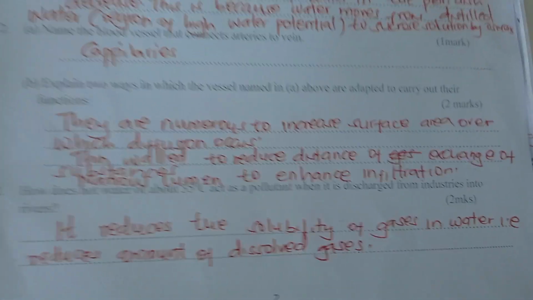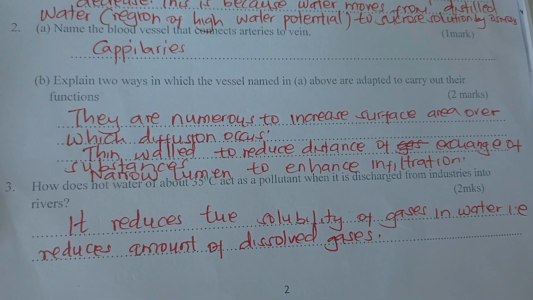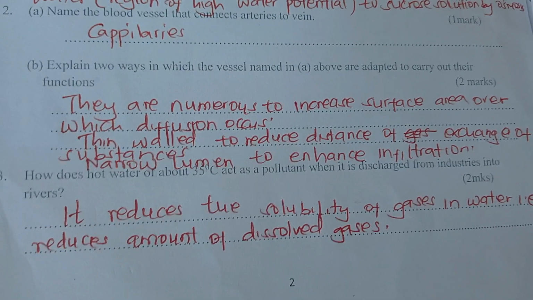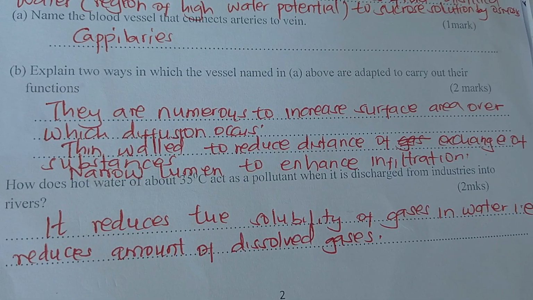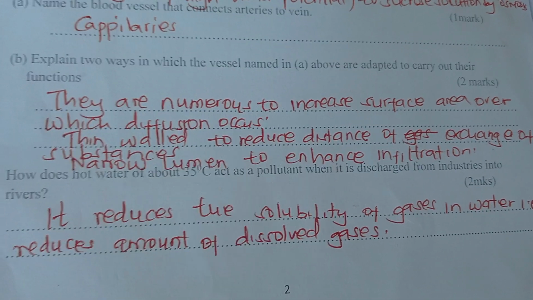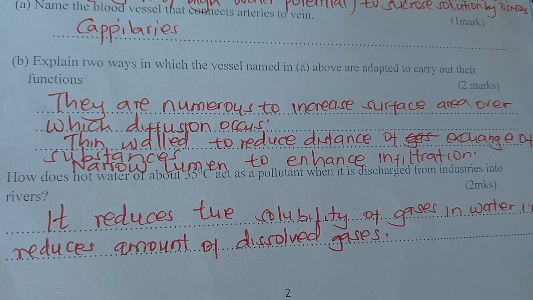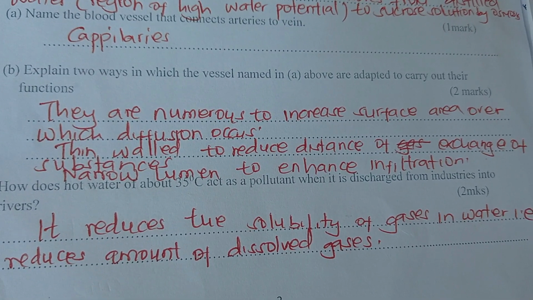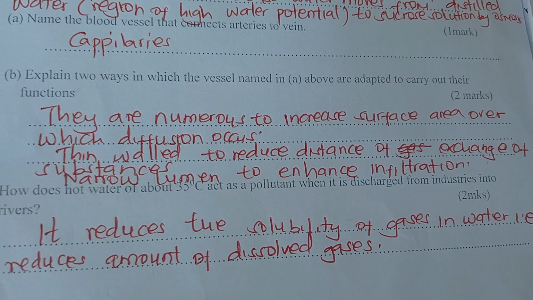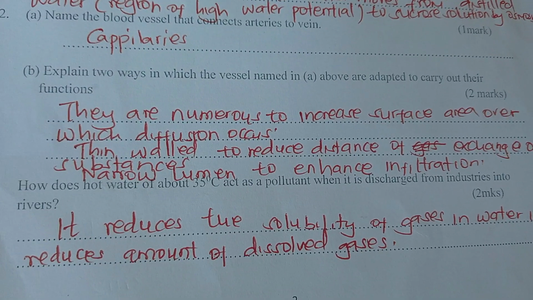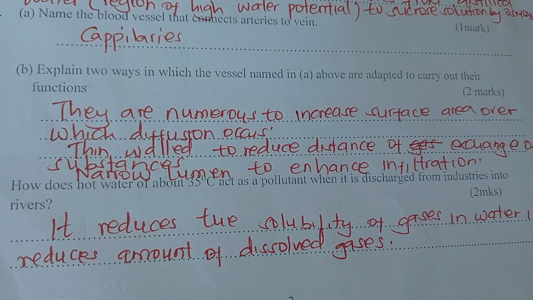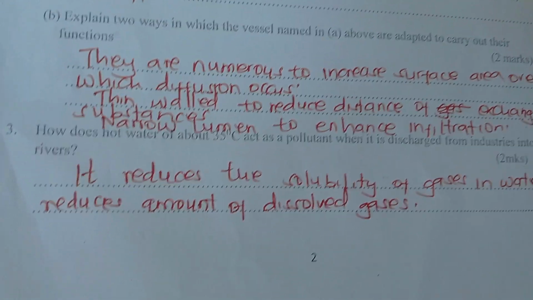Number 2, name the blood vessel that connects arteries and veins. That's blood capillaries. The ways in which those vessels are adapted to their function is they are numerous to increase surface area for diffusion. They are thin-walled to reduce the distance for exchange of substances. They have a narrow lumen to enhance infiltration of materials.